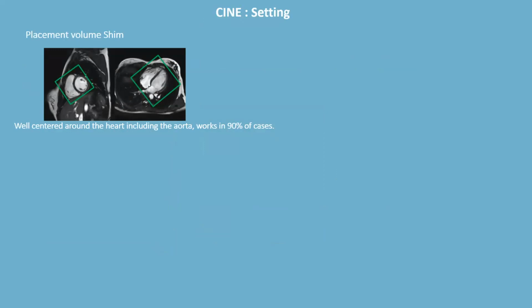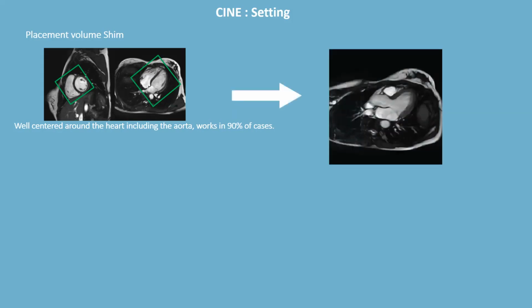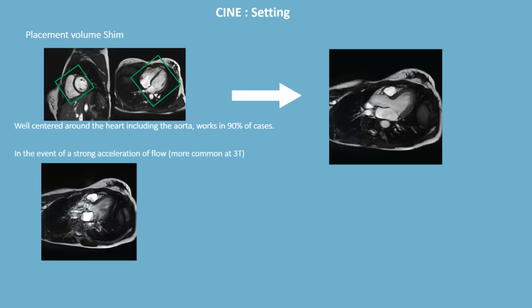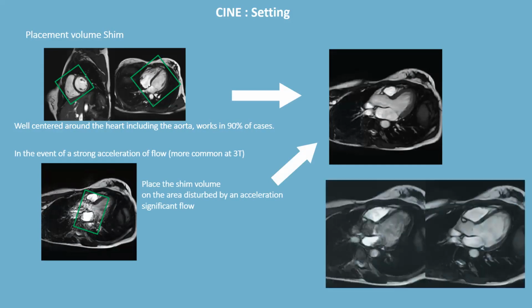Also, the placement of the volume scheme should be well centered around the heart, including the aorta. It works in 90% of the cases. Here, the image with good contrast. In the event of strong acceleration, for example when you use a 3 Tesla machine, just place the shim volume on the area disturbed by a significant acceleration flow.